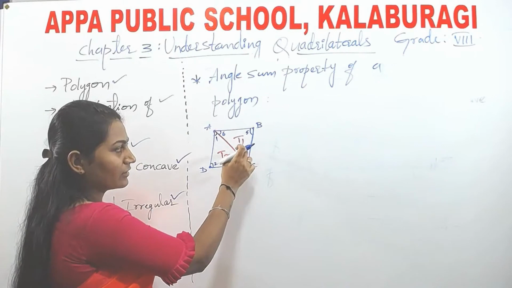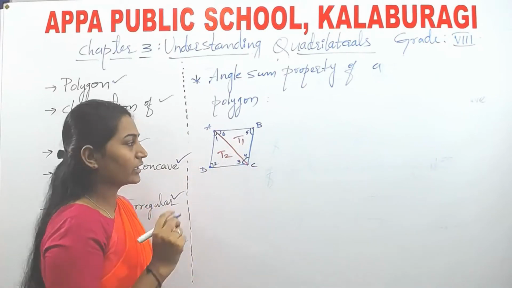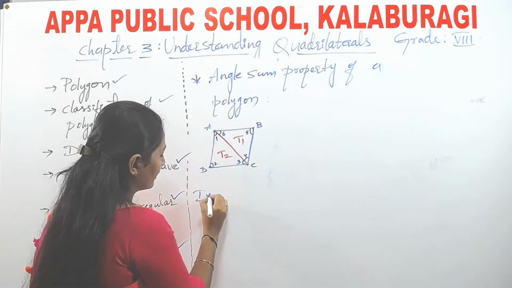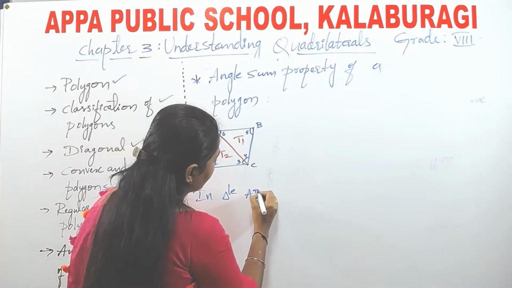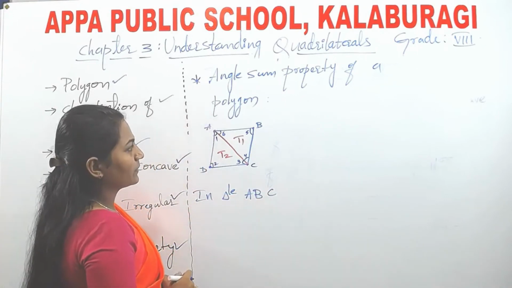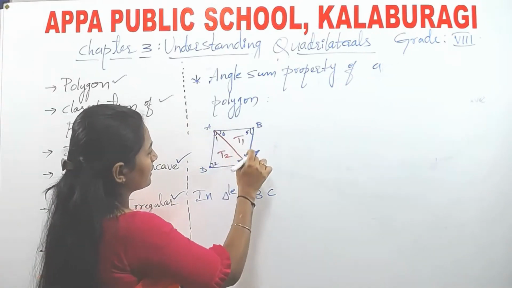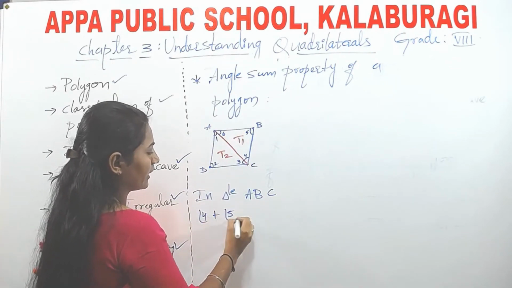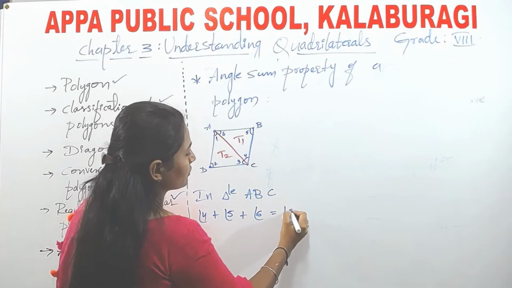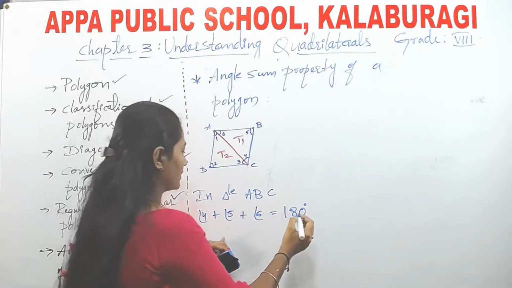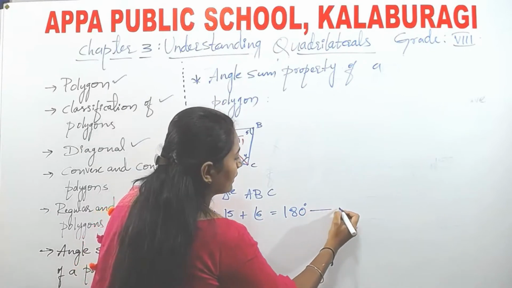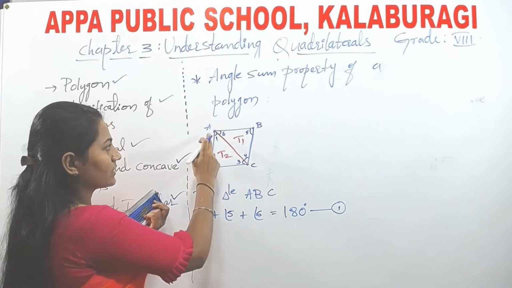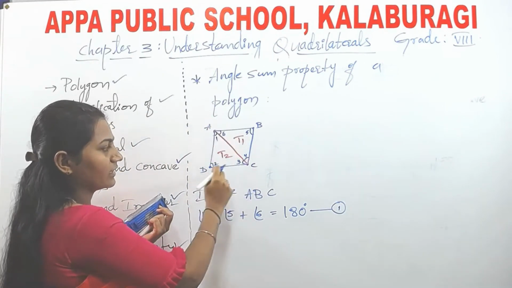Now, how to prove the angle sum of a quadrilateral is 360 degrees? As I have divided the given quadrilateral into 2 triangles, let us take the first triangle, ABC. In triangle ABC, what is the angle sum? Angle 4 plus angle 5 plus angle 6 measures how many degrees? 180 degrees, by the angle sum property of a triangle. Call it equation 1.